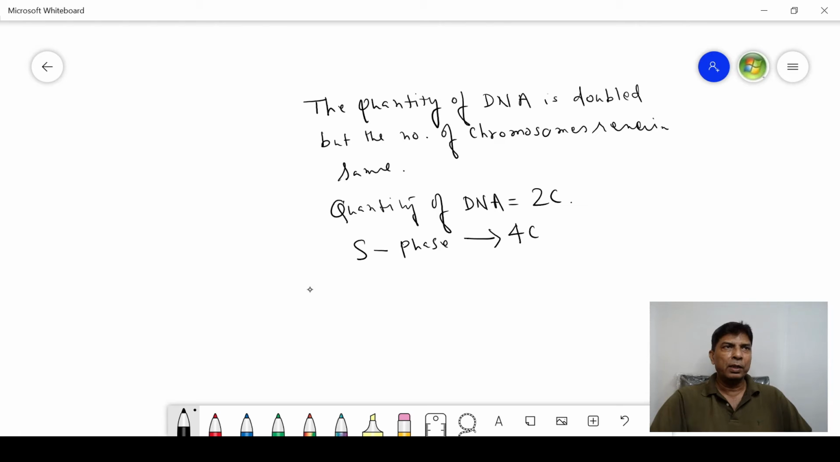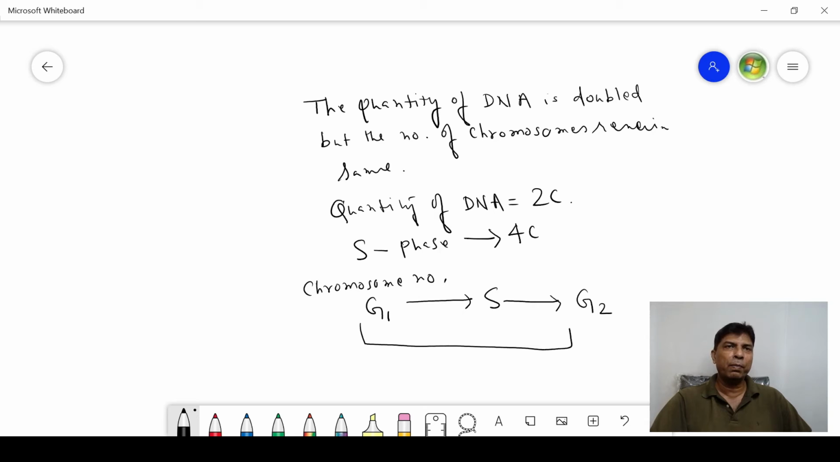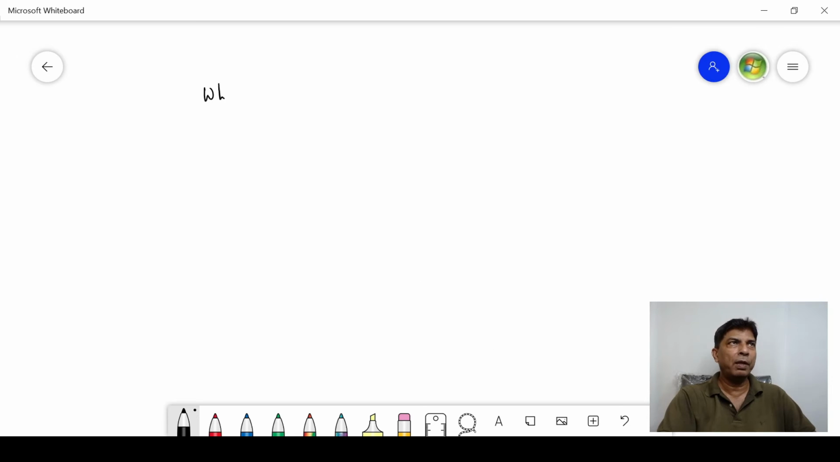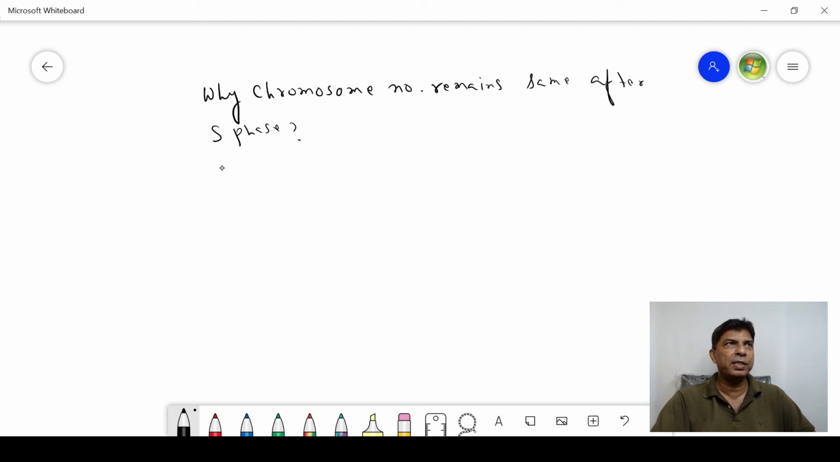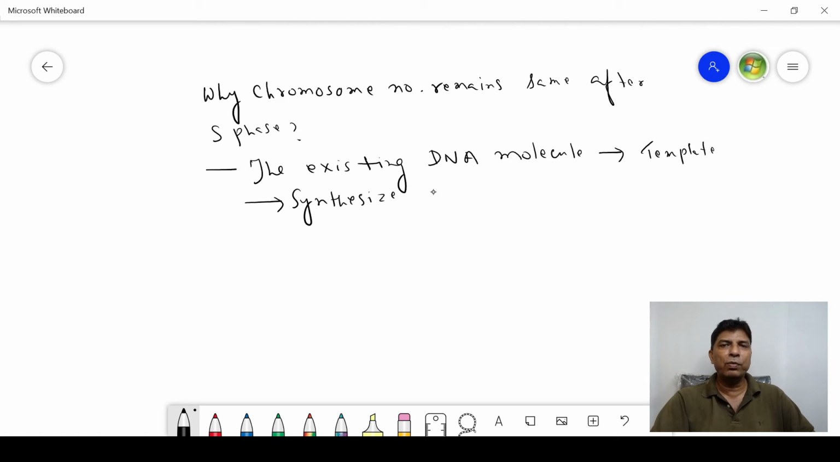For example, the chromosome number in G1 remains the same in S phase. It also remains the same in G2 phase. That means chromosome number remains constant. There may be a question why chromosome number remains the same after S phase. The reason is very simple. The existing DNA molecule acts as a template and synthesizes new DNA.